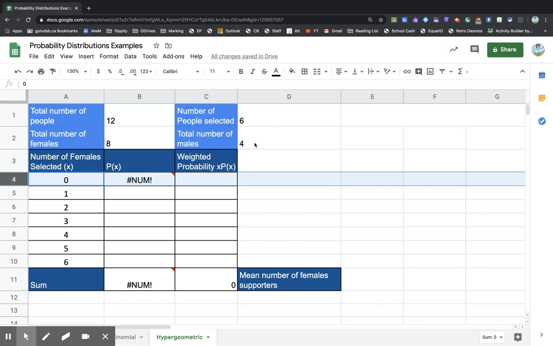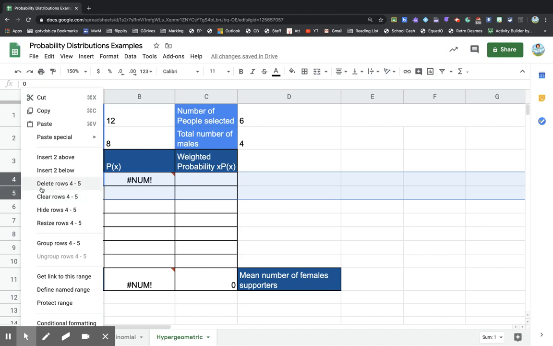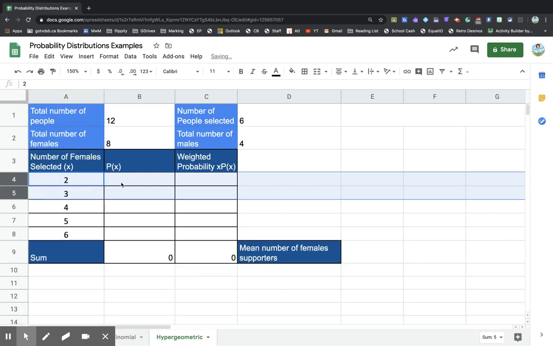If I'm selecting 4 males out of 6 total people, I'm selecting 2 females. So I can get rid of both of these rows. I can just say delete rows. Okay, all right, so let's go back to our permutation, not a permutation, our probability.